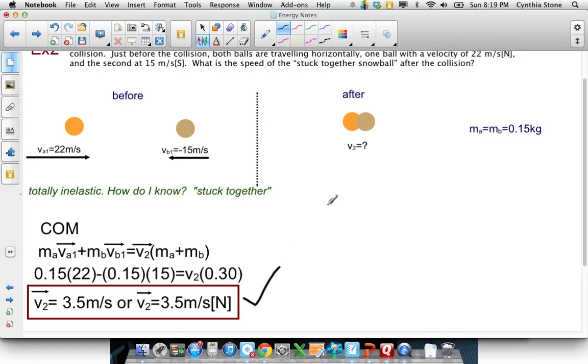Okay, I'm going to stop here. The next one is the elastic one, which is really long. So I'm going to stop and then start a new video just for the elastic one, just because it's so long.